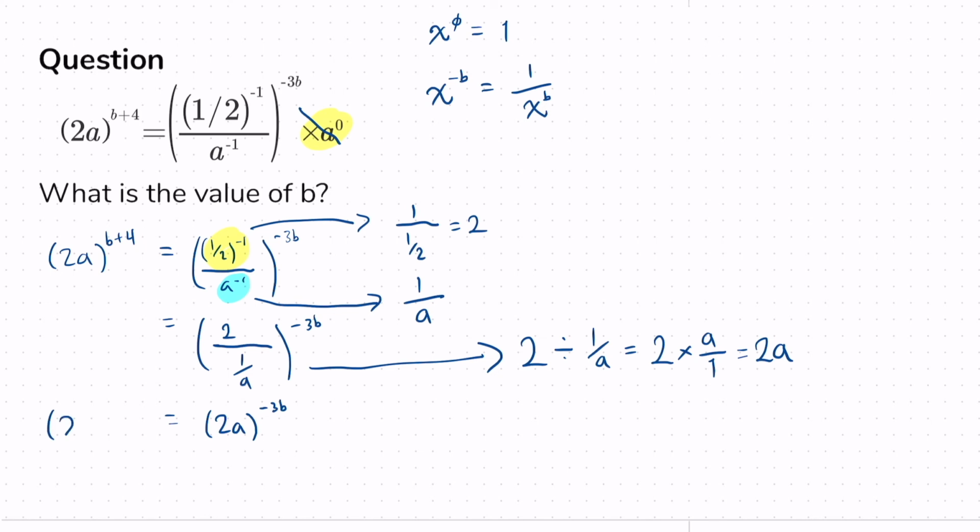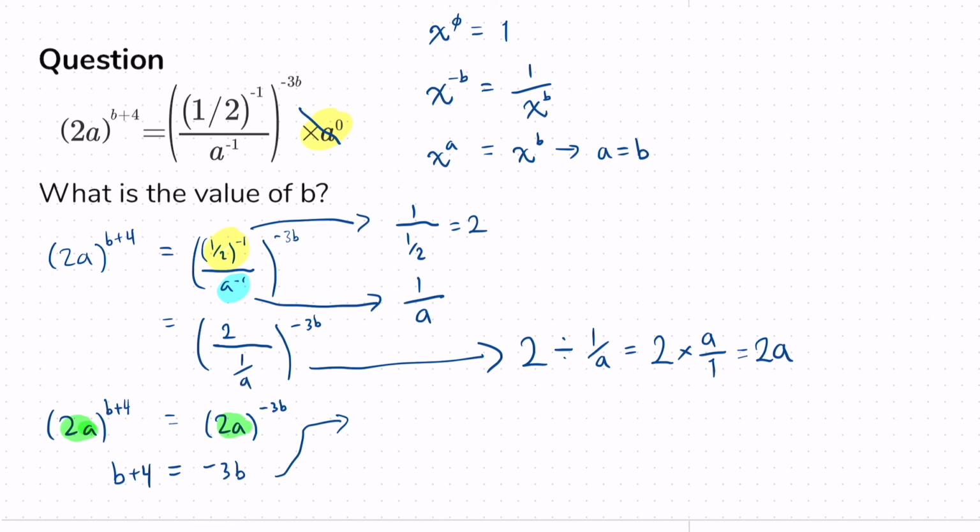And now, because I have the same base, right, we can see that here, 2a on this side and 2a on this side, I know that b plus 4 must be equal to -3b, right? So if x to the a is equal to x to the b, a equals b. How else could it be true? All right, and now we're going to resolve this question here.